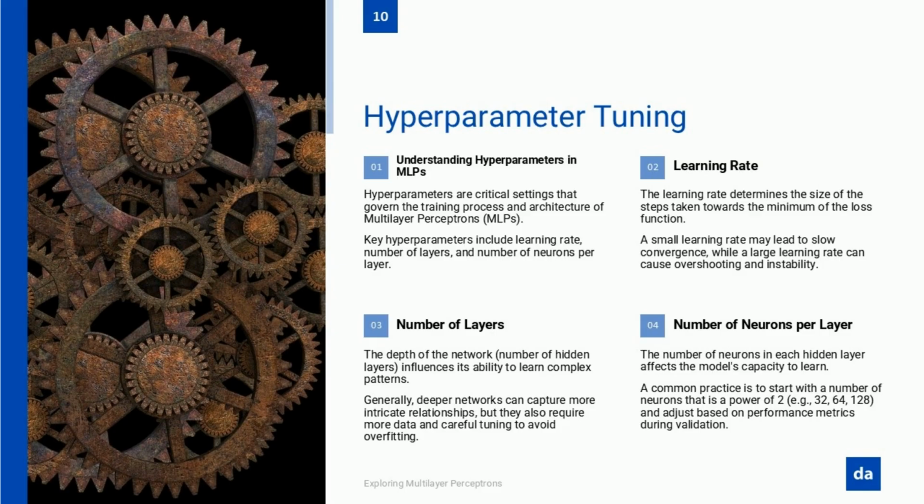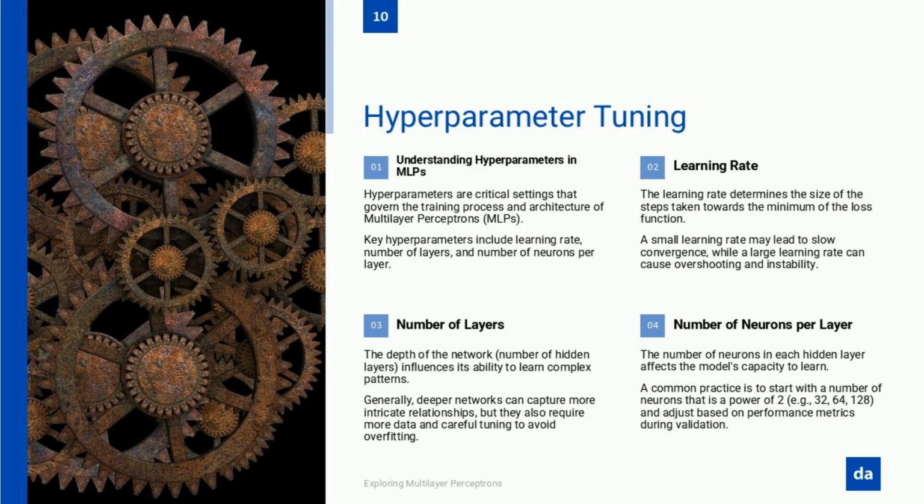Good. So we've built our MLP, chosen our activation functions, trained it with backpropagation, and even tackled overfitting with regularization. But now we're facing the final boss of training a good neural network, hyperparameters. Hyperparameters are like the secret settings that control how an MLP learns. They're not learned by the network itself. Instead, we choose them before training even begins. And here's the tricky part. Small changes in hyperparameters can completely change how well a model performs. Think of hyperparameters like setting up a car for a race.